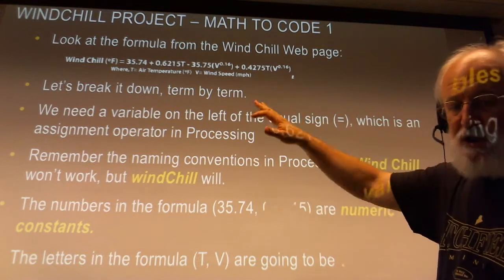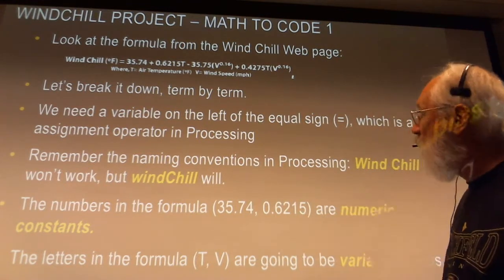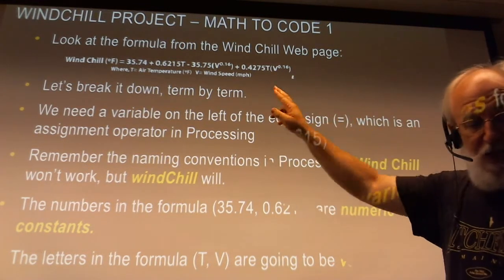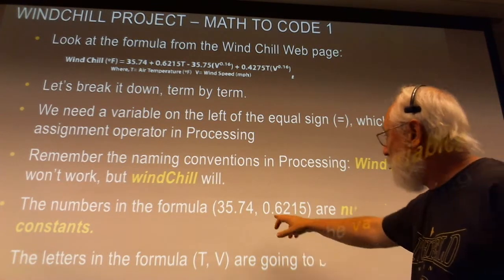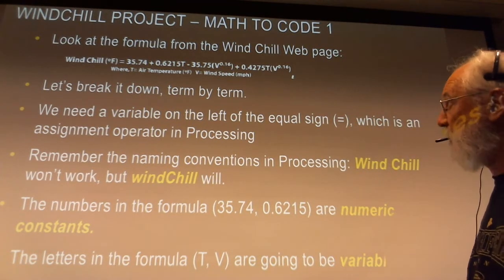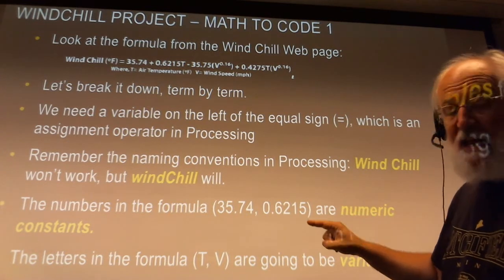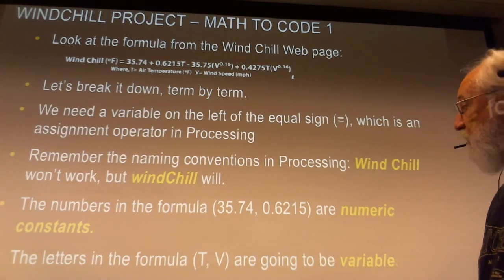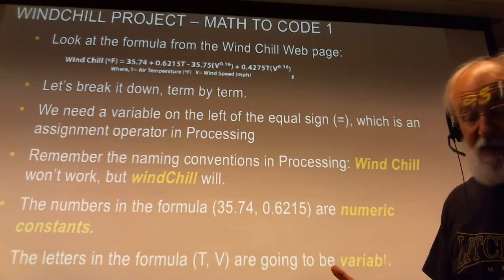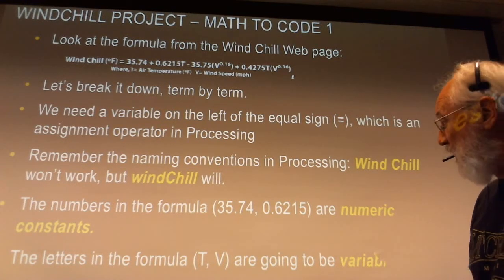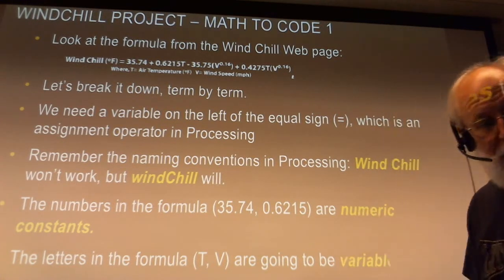So we converted "wind space chill" into a variable windChill. We kept the equal sign. We know it's an assignment operator. And we're going to keep these numbers. So far, so good. The letters that appear in the formula, and they're T and V, which I guess stand for temperature and velocity of the wind, respectively, those are going to be variables in our program.